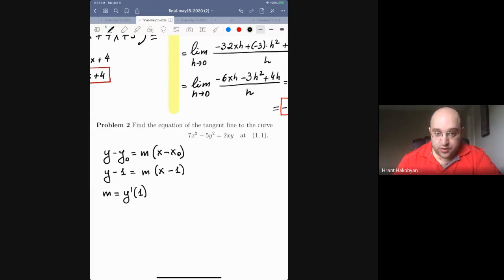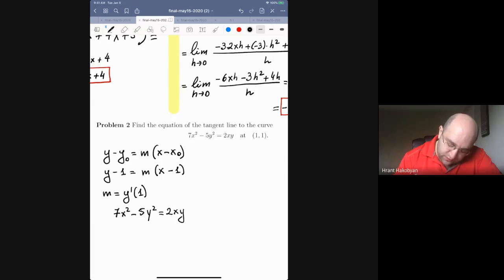Okay, so we're going to find y prime. How do we find y prime? Well, we don't have a formula for y, so we have to use implicit differentiation. We're going to write down this equation, which is 7x squared minus 5 times y squared is equal to 2xy, and then we're going to differentiate both sides. So we're going to do implicit differentiation.